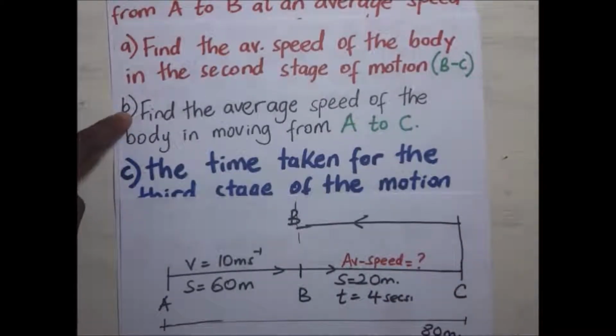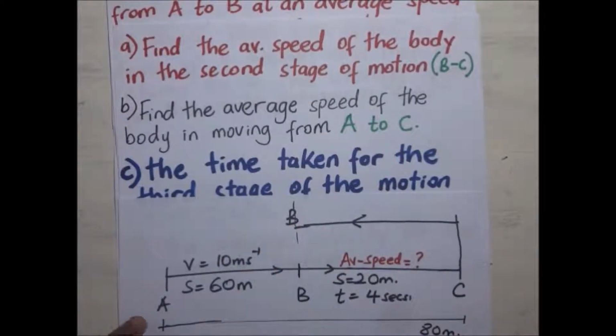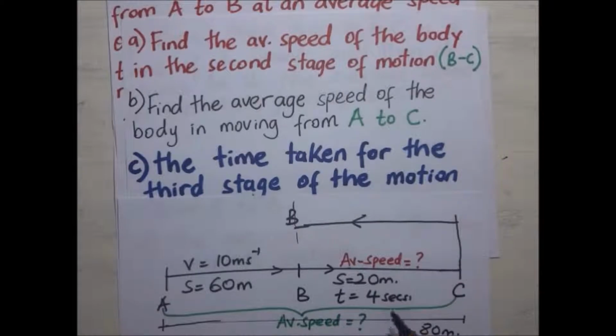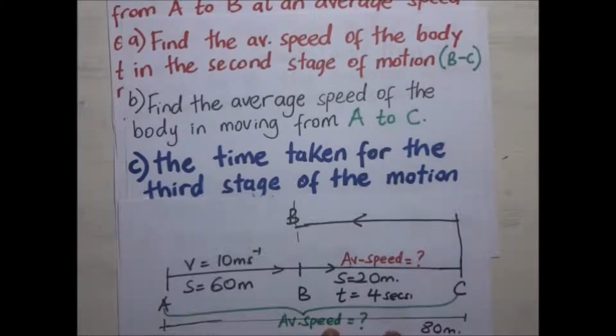Then part B wants us to find the average speed of the body moving from A to C. So the average speed moving from A to C, meaning that we are also required to find the average speed. So we're supposed to also find that.